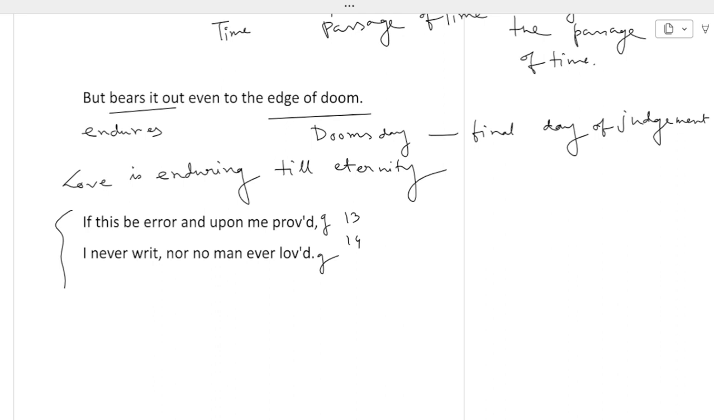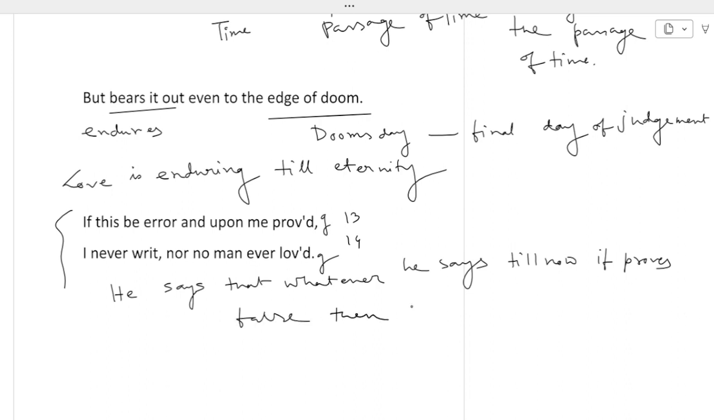If this be error and upon me proved, I never writ, nor no man ever loved. So the poet is very determined and very stubborn here. So he is saying that if this theory or idea proves false, then he would never write, and no man ever loved. So he says that whatever he says till now, if it proves false, then he would never write, and no man ever love.